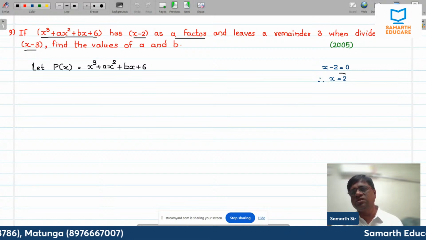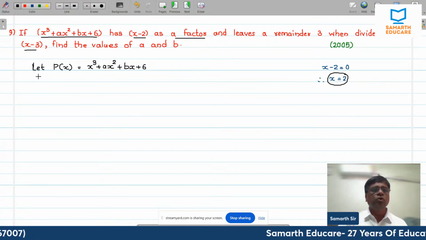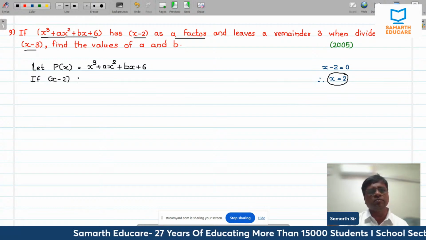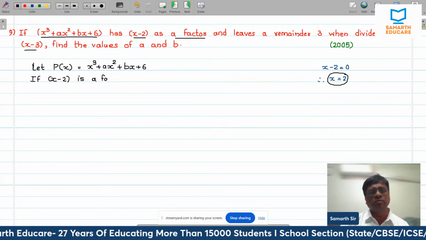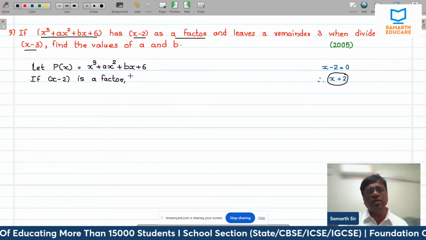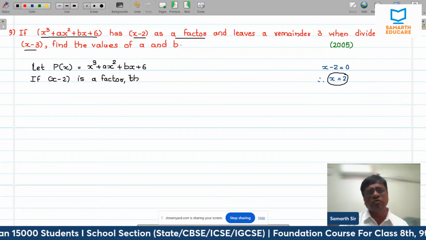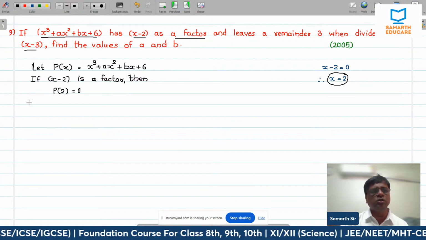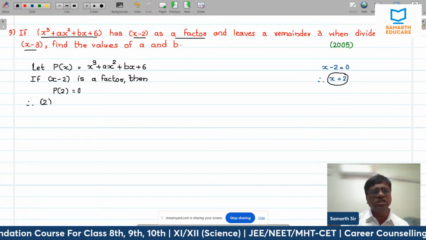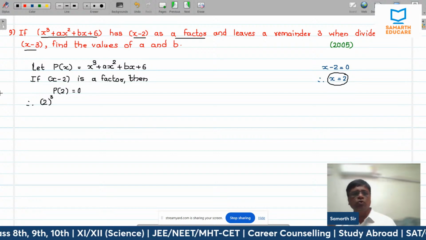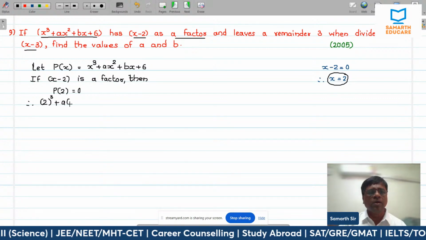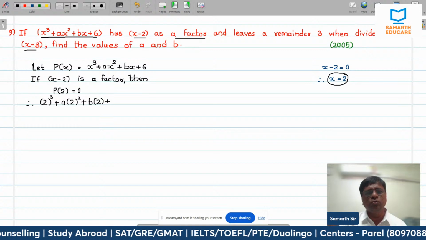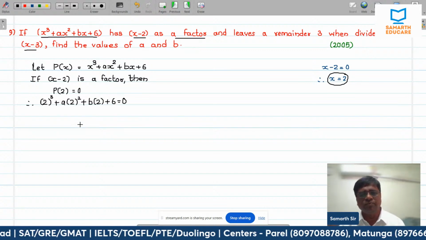Now he says that this is a factor, that means x is equal to 2. So if x minus 2 is a factor, what will happen? What will happen in that case? P of 2 must be equal to 0. That means जिधर भी x दिखे उसके बदले 2 लिखना है अपने को. 2 क्यूब plus a into 2 square plus b into 2 plus 6 is equal to 0.